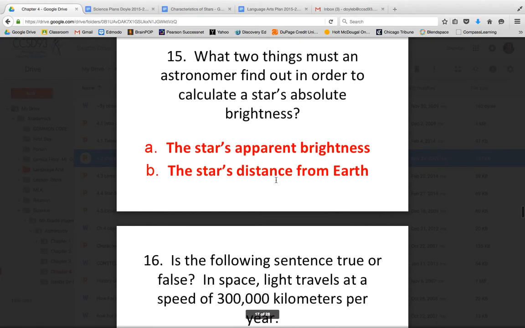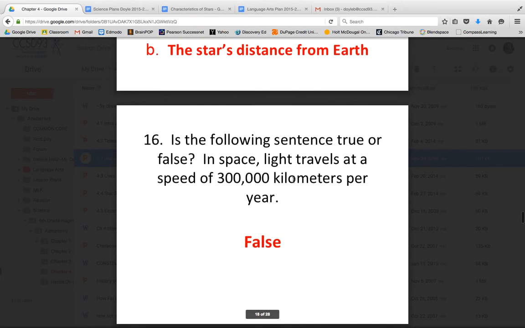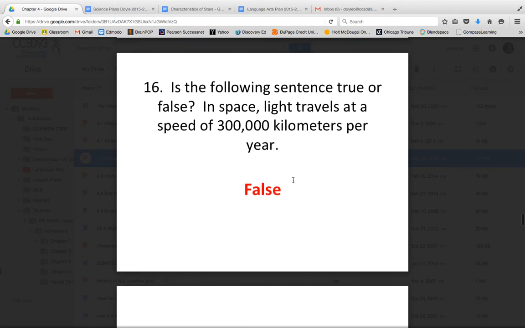That's true. Two things an astronomer must find out in order to calculate a star's absolute brightness: their apparent brightness and the distance from the Earth. That is false.